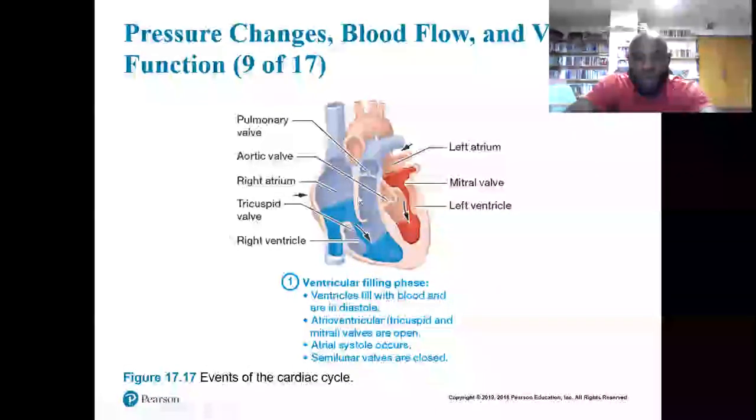Atria are filled with blood. Atria, right and left, are filled with blood due to the higher pressure in the atrium and lower pressure in the ventricles. Blood naturally flows down to the ventricles, 80% of it. Then the atria go into their systole, they contract and force the remaining 20% of blood that was left in there into the ventricles.